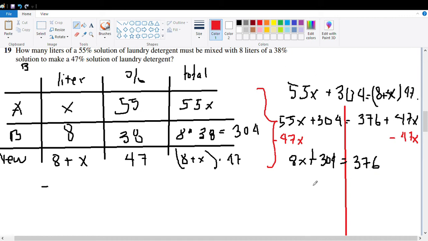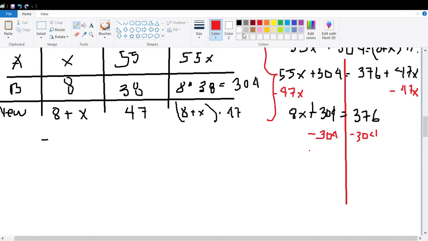Now subtract 304 on both sides, because we want 8x by itself. You're going to get 72. So now our equation is 8x equals 72. Now what do we do? We divide both sides by 8. We want to get rid of that coefficient 8, so we divide both sides by 8.